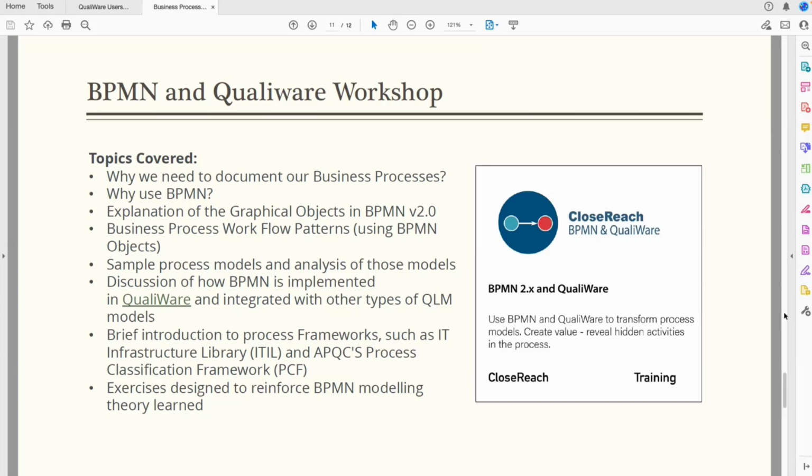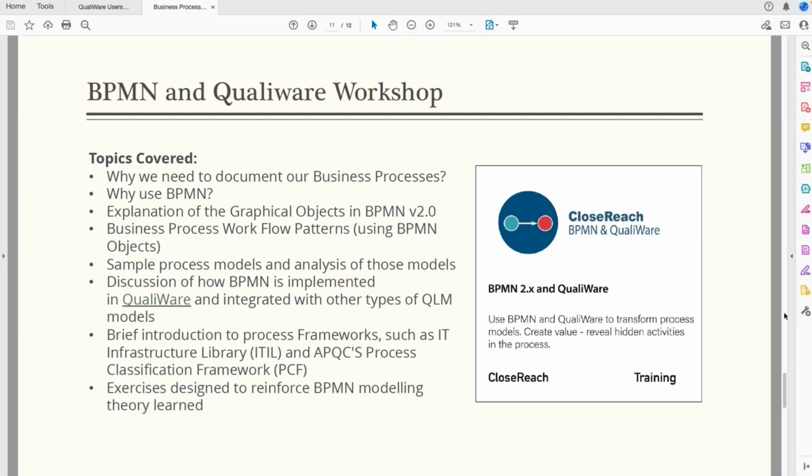So we do a QualiWare workshop, bringing in BPMN, which is where I train all of the elements in the V2.0 map. And at the end of the course, the students have an opportunity to work with QualiWare, and they can either bring in their models from their office that they want to work on, or they could recreate some of the models that we work on in class. It's up to the student.